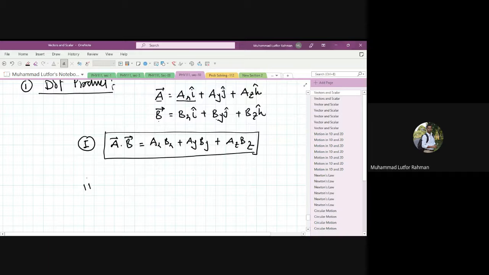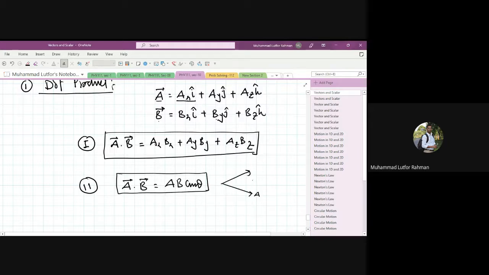The second method we can use: we write A dot B equals AB cosine theta, right? Where A and B are the magnitudes of the vectors and theta is the angle between the two vectors. So this is the vector A, and this is the vector B. Then this would be the angle between these two vectors. If I know the angle and the magnitudes, then I can use that formula. And if you just know the components, then you can use the earlier formula to find the dot product of these two vectors.